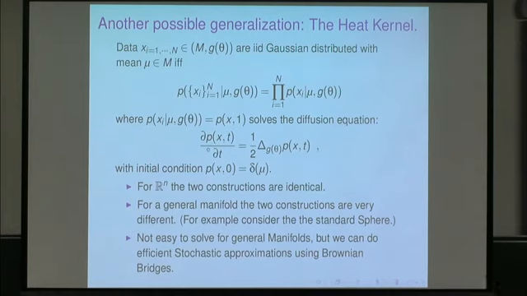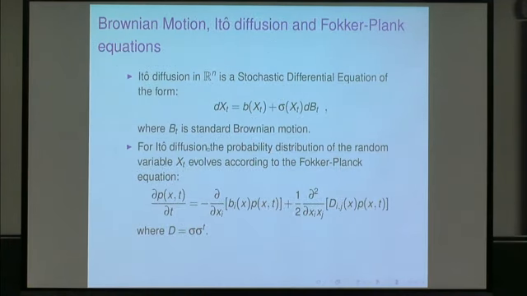Okay, so this is not easy to solve, but what I'm going to show today is that you can do efficient stochastic approximations of this quantity by using Brownian bridges. That's the basic idea that we're going to develop, and then do inference using the stochastic approximation to the probability distribution that I've defined implicitly. Please interrupt me anytime so that I can clarify things.